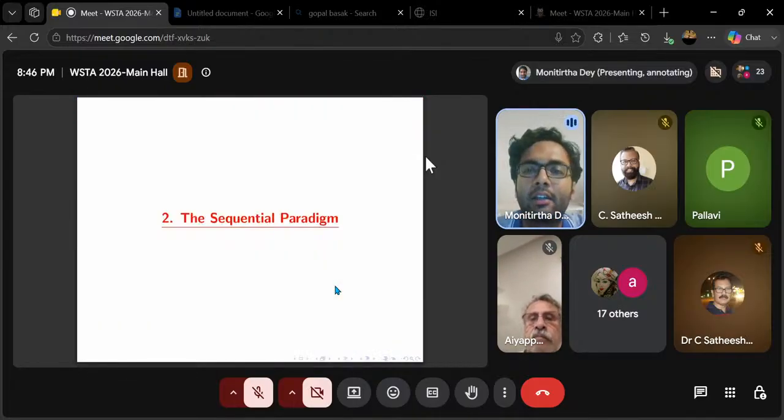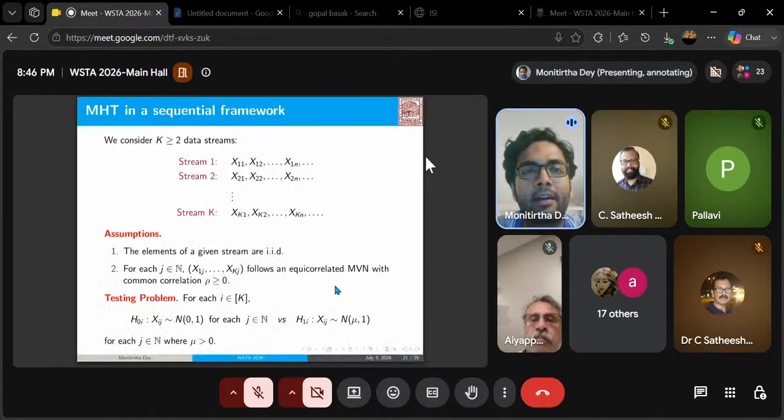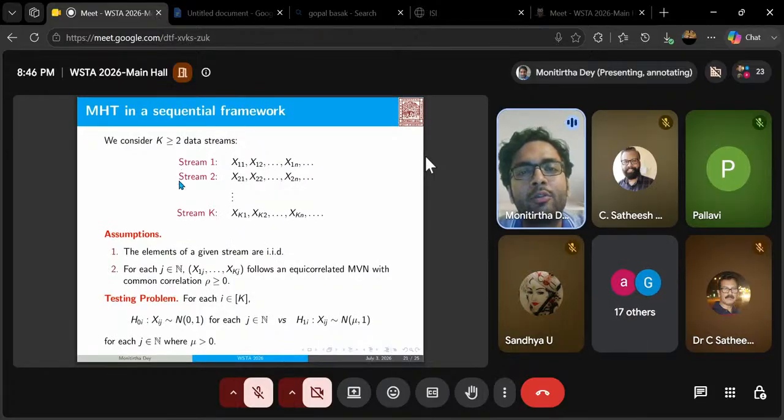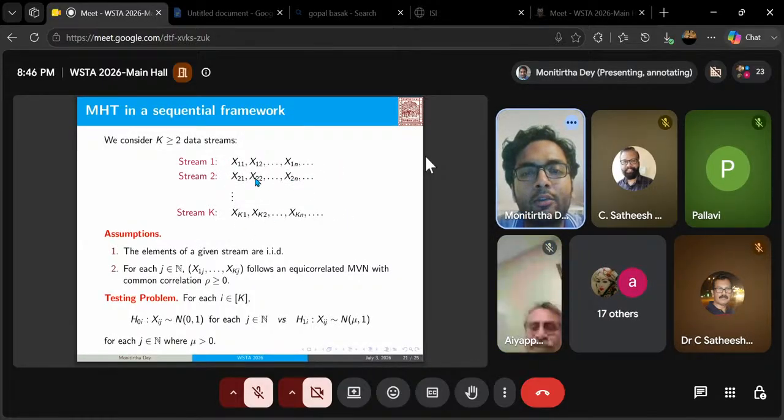So now we move to the second paradigm of this talk, the sequential paradigm. And now we change our notation. From now on, n is the sample size and k is the number of hypotheses. So we have k data streams, stream 1, stream 2, up to stream k, where stream 1 is the first row, stream 2 is the second row, and stream k is the kth row. And we assume that these columns are generated independently. So the first column is independent of the second column, and the second column is independent of the third column.